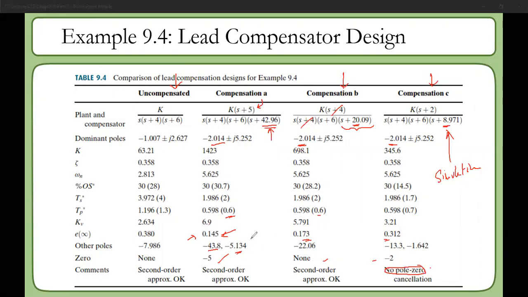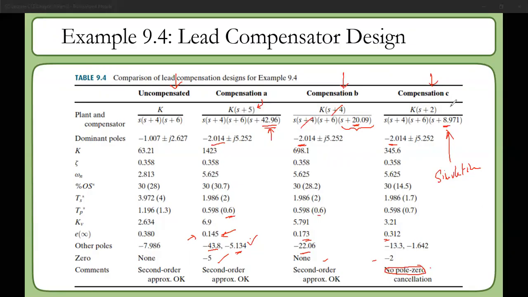So basically the second order approximation is valid, and this zero is exactly cancelled, and the pole location is far away, 5 times away, actually 10 times away from the dominant second order pole. Here, this is not the case. So in this particular case, we cannot be sure about the results, so we have to do the calculation again. So this is our lead compensator.